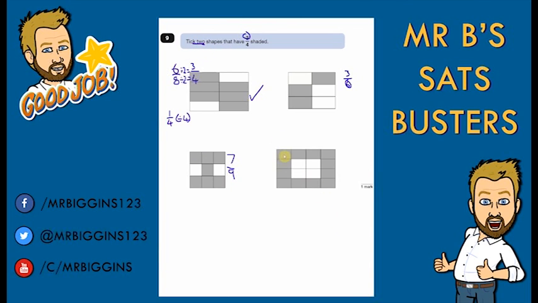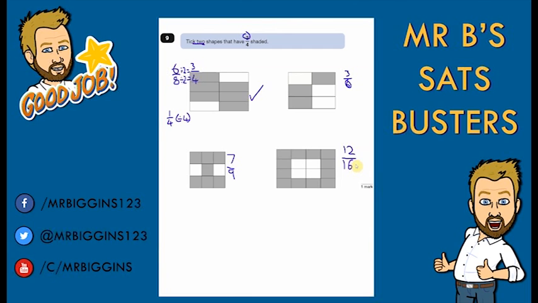Now let's look at this shape. Obviously it says tick 2 shapes, so we would assume this is right. Let's hope it is. 1, 2, 3, 4, 5, 6, 7, 8, 9, 10, 11, 12, 13, 14, 15, 16. So we have 16 equally sized parts, and 1, 2, 3, 4, 5, 6, 7, 8, 9, 10, 11, 12 are shaded.